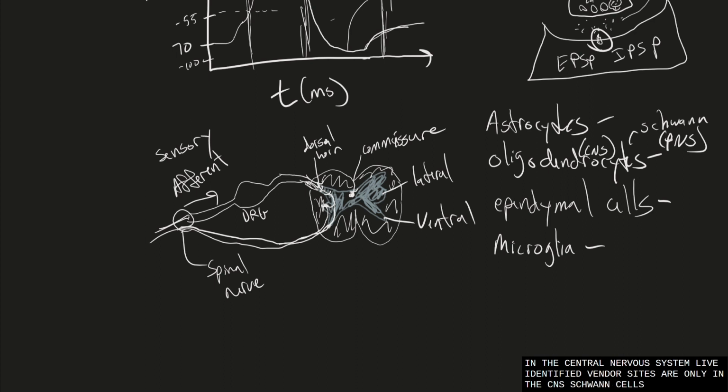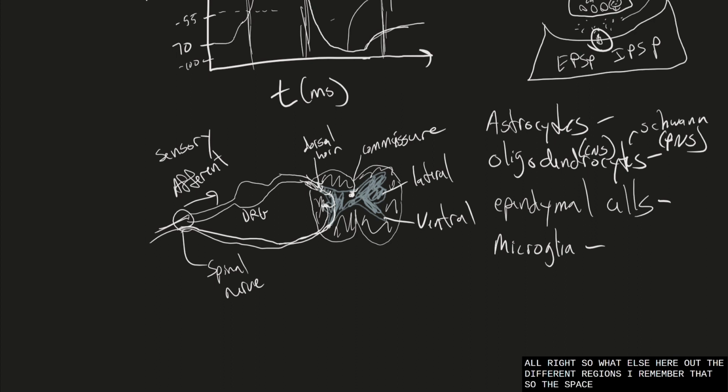Schwann cells wrap individual sections of an axon. Oligodendrocytes can wrap multiple axons in myelin. All right, so what else here? Oh, the different regions.